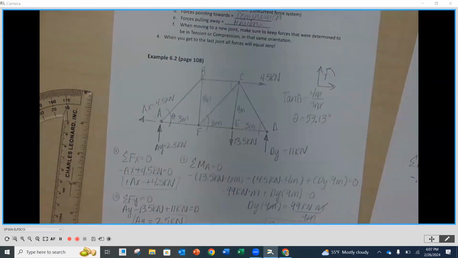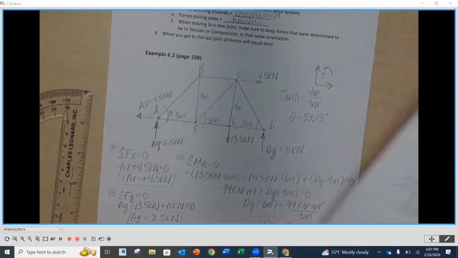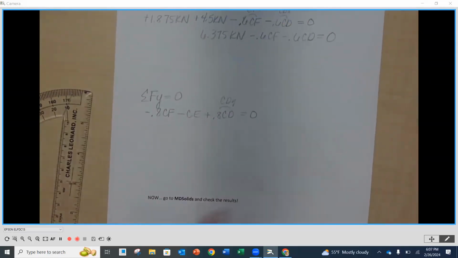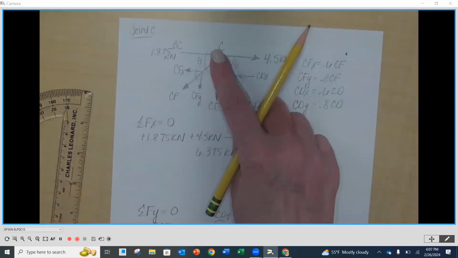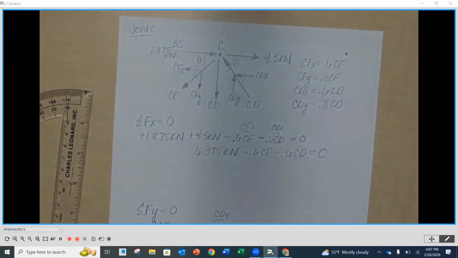Where do we want to go this time? Yeah, oh, yeah. We can't use the third equation. No, we can't. Because if we sum our moments around C, we don't have any offset forces to cause a rotation. Everything's going through. Yeah, no, good question. I'm glad you asked that.